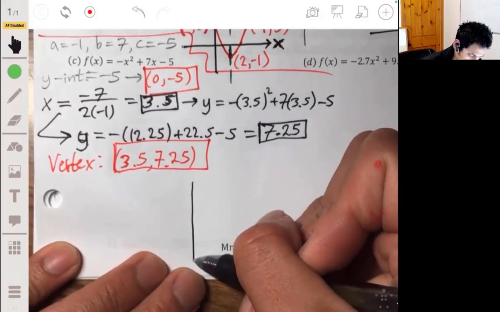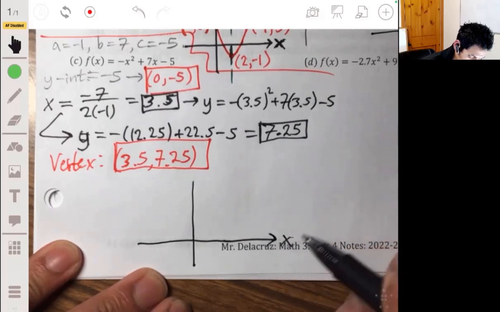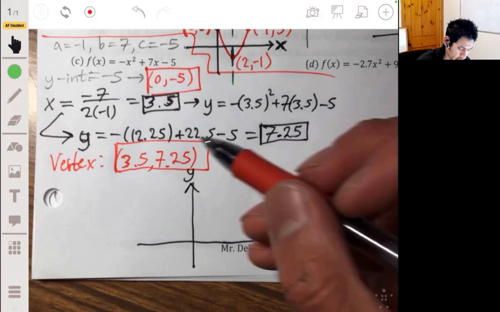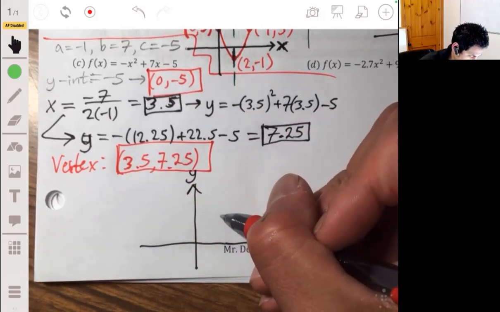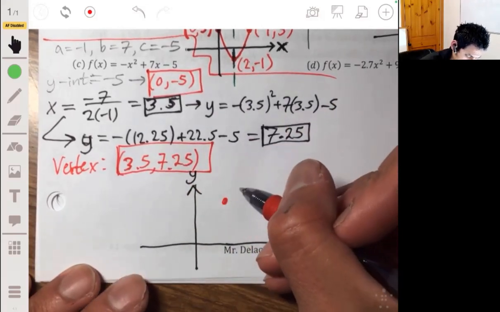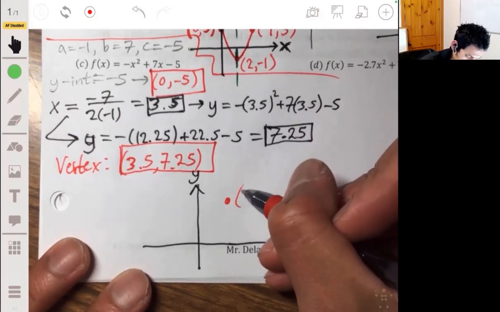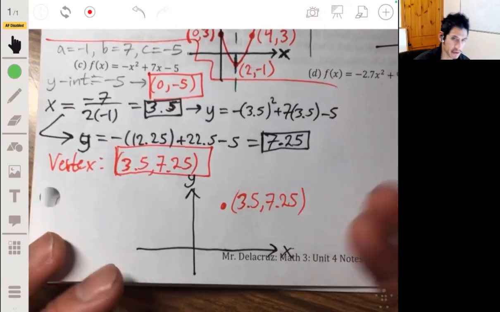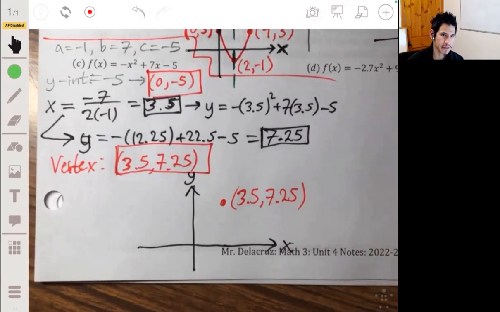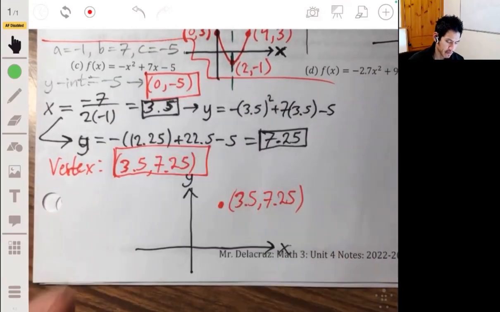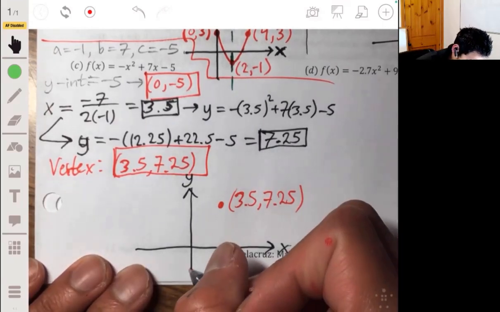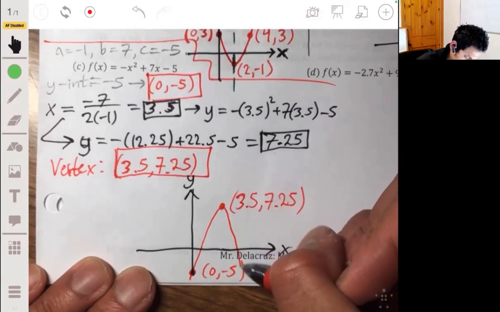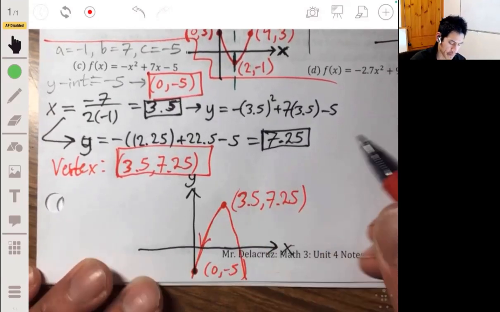No worries for now. Let's draw this XY axis. And the vertex will be 3.5, 7.25. So let's call it something over here, maybe. And remember, again, it's just a sketch, just to make sure you're getting practice with the conceptual ideas behind this. And the y-intercept will be 0, -5. Below the x-axis, over here. And peak up like that. And there we go. Nice.